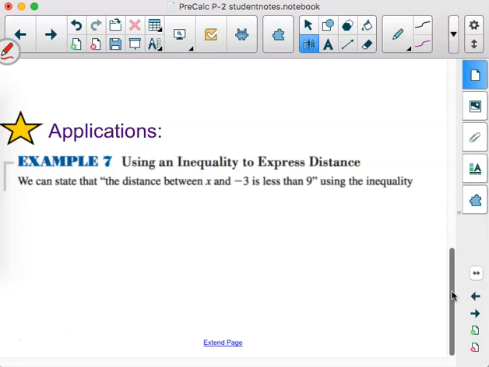Applications. So what are we going to use this for? We can state that the distance between x and negative 3 is less than 9 using an inequality. Well, sure we can. We have to remember distance is about absolute value. So I'm going to need some absolute value bars. And this one is talking about a number line because they're not ordered pairs. So the distance between x and negative 3 is going to be the difference between those two. And it has to be less than 9.